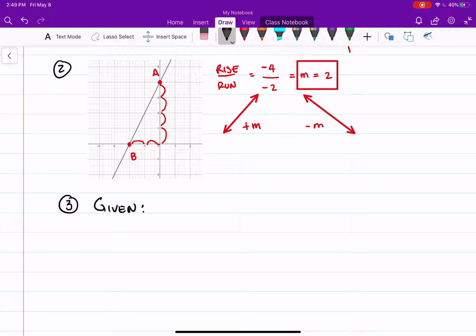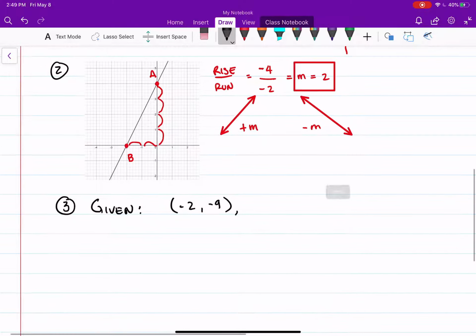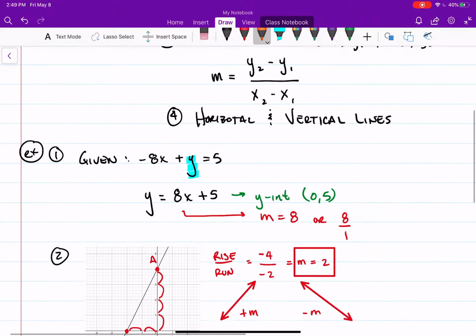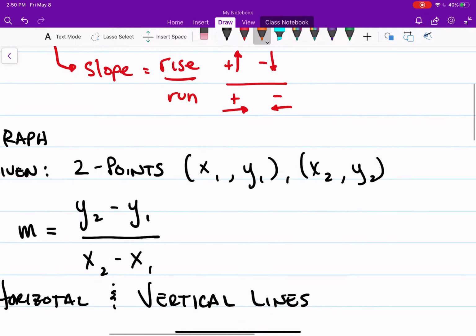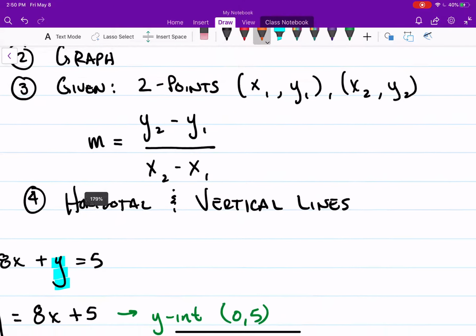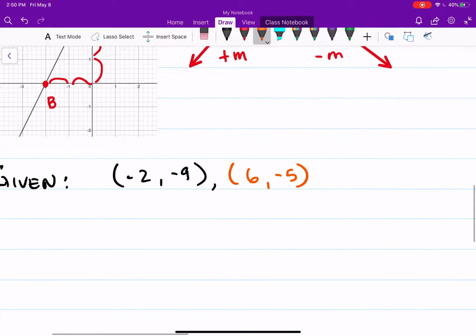So let's say we're given -2, -9, and 6, -5. Okay? Now, I know over here it's a little confusing why they call one x1, y1, the other point x2, y2, and what does this really mean? So all that really means is keep track of what you're using, okay? So if you're using the y of the second point to start on the top, then you should use the x of the second point on the bottom, okay? So that's where people kind of make their mistakes. They kind of want to play fair.